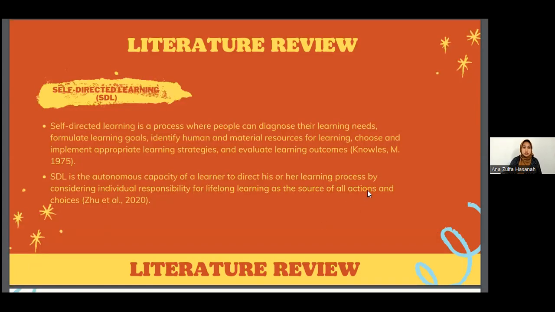And we move to the literature review. This is the first literature review topic. Here is self-directed learning. Here I use several definitions from experts. The first is according to Knowles in 1975, who says that self-directed learning is a process where people diagnose their learning needs, formulate learning goals, identify human and material resources for learning, choose and implement appropriate learning strategies, and evaluate learning outcomes.